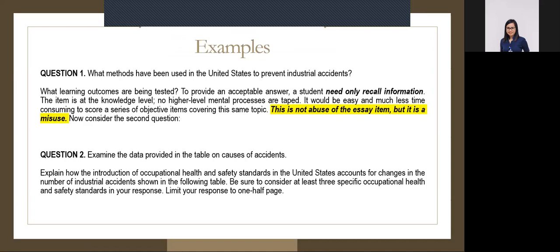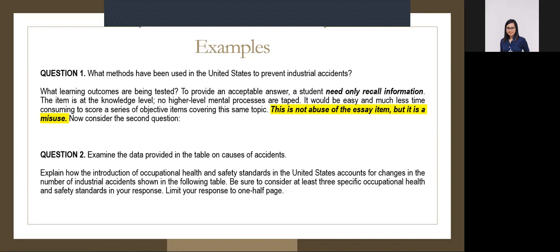Examples. Question number 1: What methods have been used in the United States to prevent industrial accidents? What learning outcomes are being tested? To provide an acceptable answer, a student need only recall information. The item is at the knowledge level. No higher-level mental processes are tapped. It would be easy and much less time consuming to score a series of objective items covering the same topic. This is not abuse of the essay item, but it is a misuse.